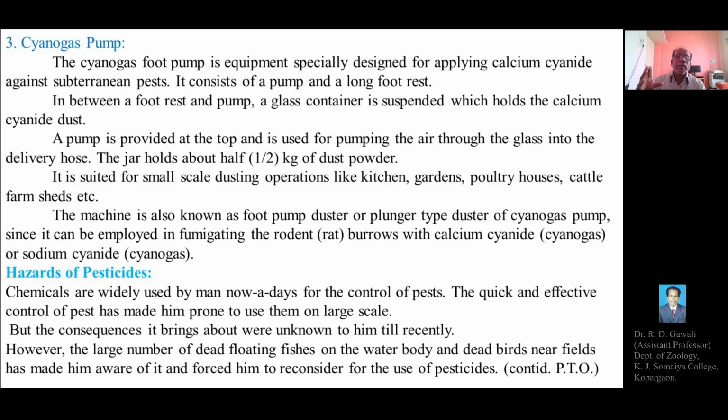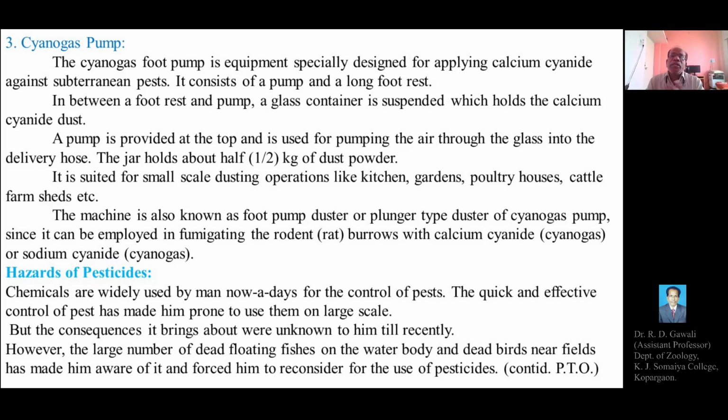But the consequences were unknown to him till recently, and this may lead to a poisoning effect in the environment. So this can lead to long-term drawbacks or hazards of the large quantity of pesticides on the environment, animals, or even on the human being. So, the large number of dead floating fishes on the water body and dead birds near fields has made him aware of it and forced him to reconsider the use of pesticides. So, this is the drawback or the hazards of the pesticides.